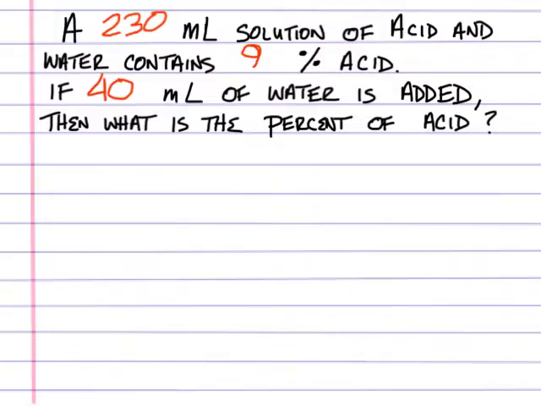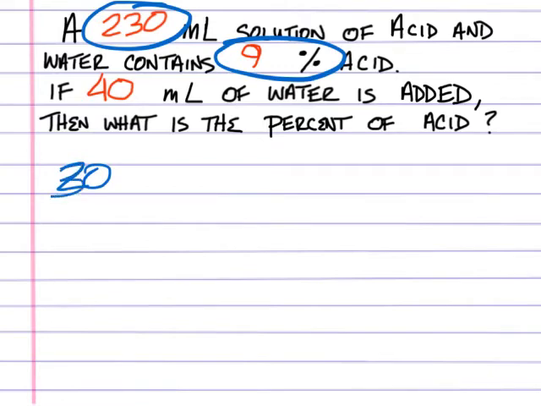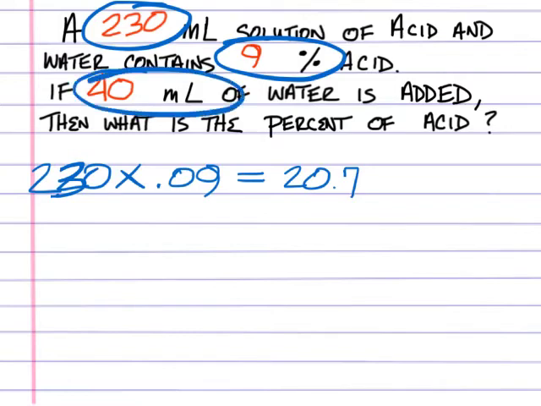Practice number 1. A 230 milliliter solution of acid and water contains 9% acid. If 40 milliliters of water is added, then what is the percent of acid? The solution for the practice problem. First, we have to figure out what 9% is of 230. So 230 times 0.09 is your first move. 230 times 0.09 is 20.7.